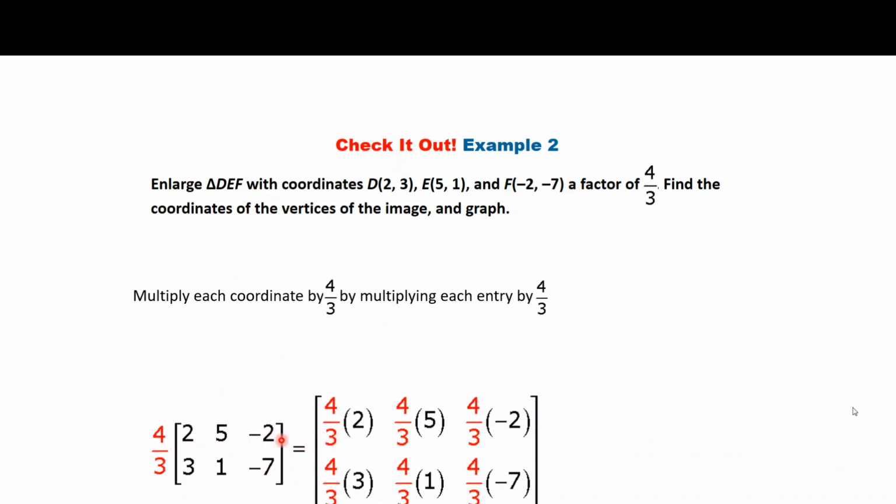Remember, our x's are all the top row and our y's are all the bottom row. All right, so when we multiply by a scalar, remember we just have to multiply the outside number by each entry. So 4/3 times 2, right here, 4/3 times 5, 4/3 times -2. And again, 4/3 times 3, 4/3 times 1, and 4/3 times -7. And when you actually multiply those out, here's what we end up getting. Remember, these are all of our x's, these are all of our y's, and here are our coordinates, our vertices. Okay, this is our x and our y, this is our x and our y, and this is our x and our y.